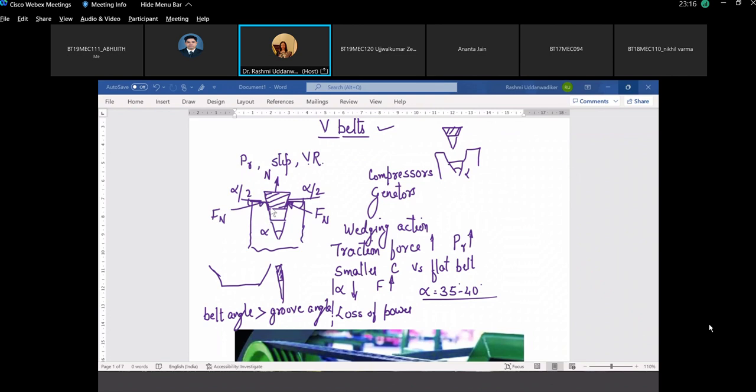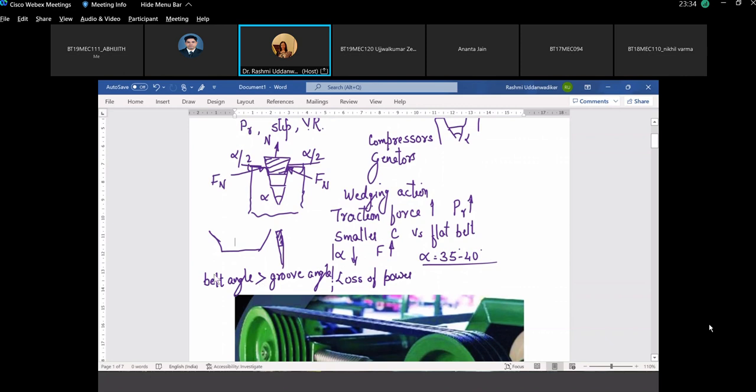This would ensure that this lower surface of the belt is not coming in contact with the lower surface of the pulley. So we want this friction to be only on these two sides. That is the reason why the belt angle is greater than the groove angle. So if this is 38 degrees, this would be 36 degrees. If this is 40 degrees, this would be 38 degrees. This is practically what exactly is happening.